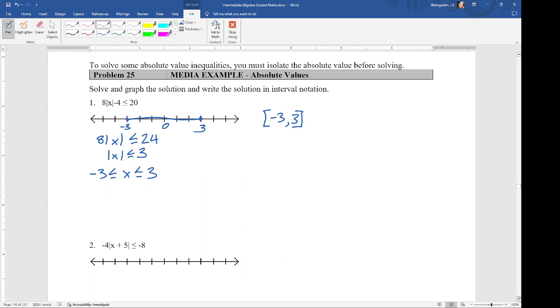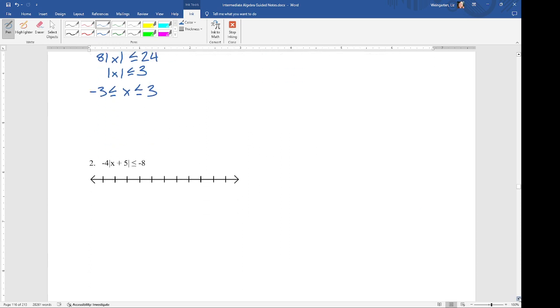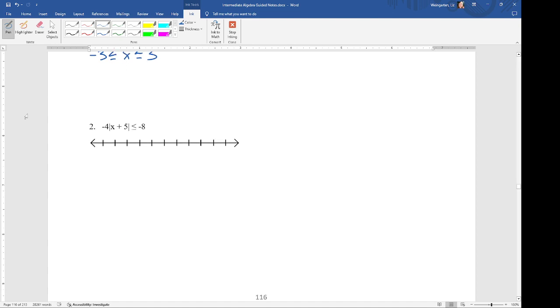In the one below, again, we're going to have to isolate that absolute value. So I'm going to start by dividing both sides by a negative 4. Now remember what happens when we divide by a negative. We're going to have the absolute value of x plus 5, and we have to flip the inequality. Now we have a greater than. So we're going to have to take x plus 5 is greater than or equal to 2, or x plus 5 is less than or equal to a negative 2.